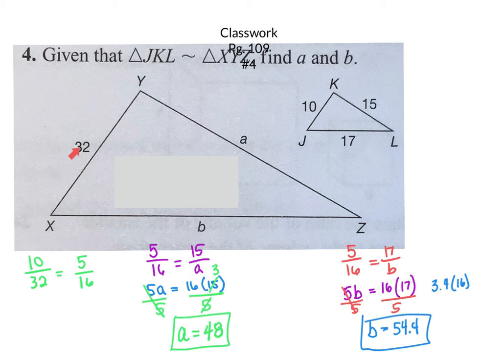I started with 10 over 32 because that's the only two that I had both of, right? I didn't have both of these. I had an A there. I didn't have both of these. I had a B there. So I started with these two sides, 10 over 32, and I reduced it. Then I took the 5 over 16 and set it equal to the 15 over A and cross-multiplied and solved. Then I took the 5 over 16 again and set it equal to the 17 over B, cross-multiplied and solved. Okay? Do you have to do the 6?